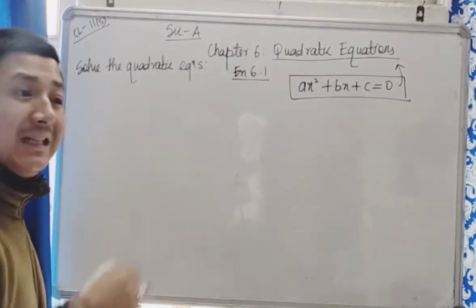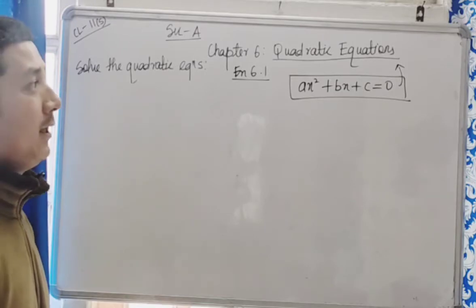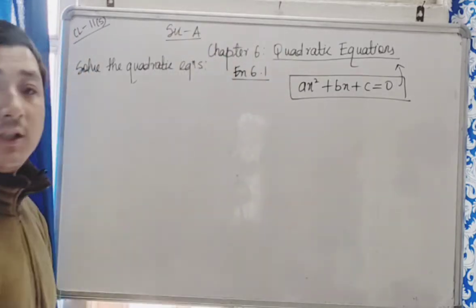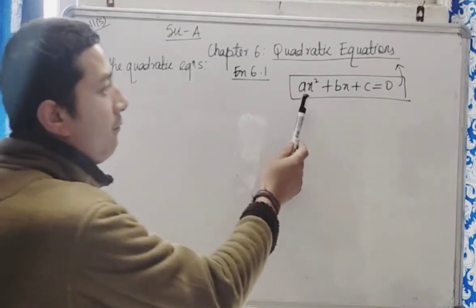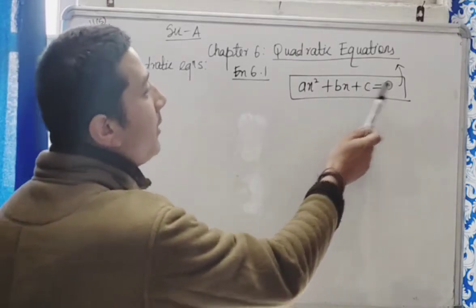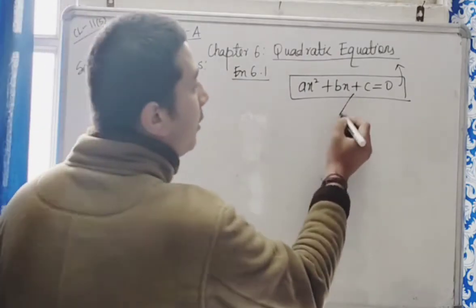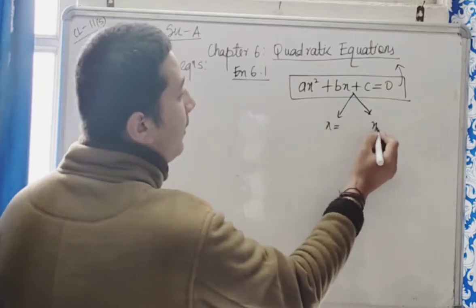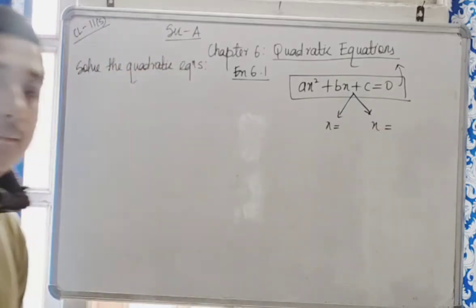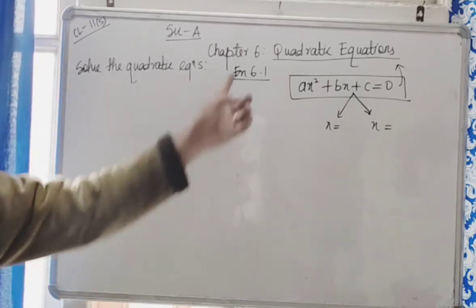We have done linear simultaneous equations in class 9, and we have done quadratic equations in class 10. An equation of the form ax square plus bx plus c equals 0 is called a quadratic equation, which has two solutions, meaning two values of x you will get after solving. Am I clear? So this chapter we are doing now is chapter number 6.